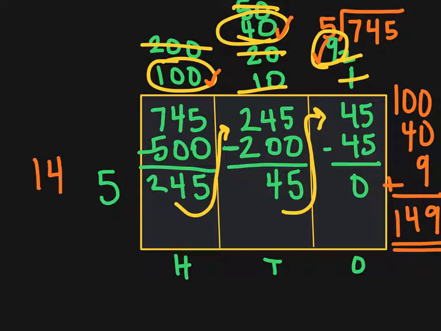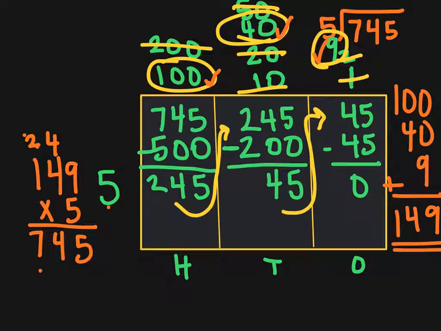So we're going to take our answer of 149 and we're going to multiply it by this number right here, our divisor, times 5. 9 times 5 is 45. Put down your 5, carry the 4. 4 times 5 is 20, plus 4 is 24. Put down the 4, carry the 2. 1 times 5 is 5, 6, 7. 745. And that is the number we started with right here.